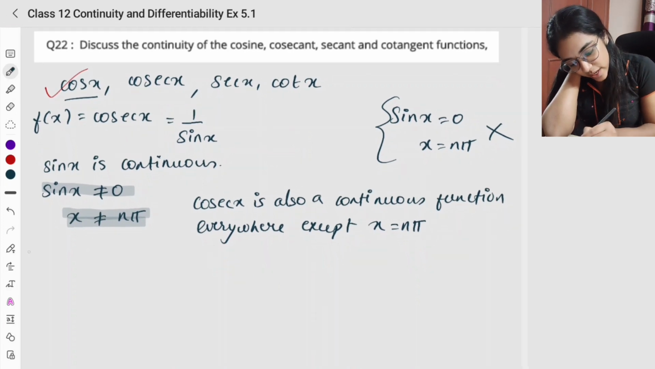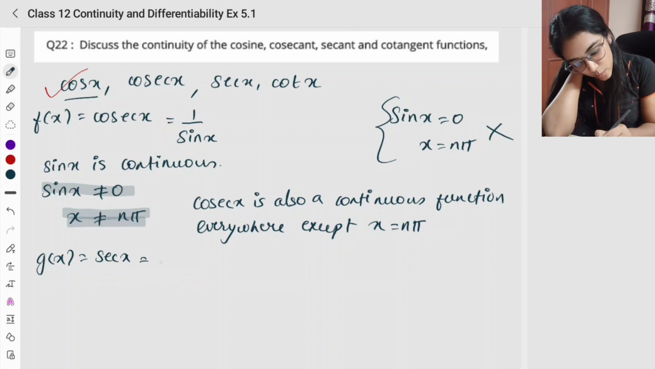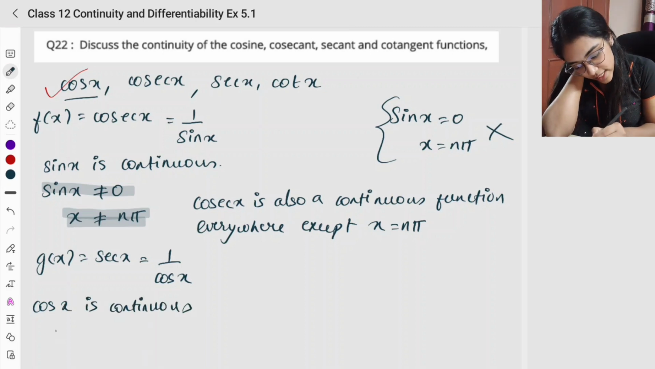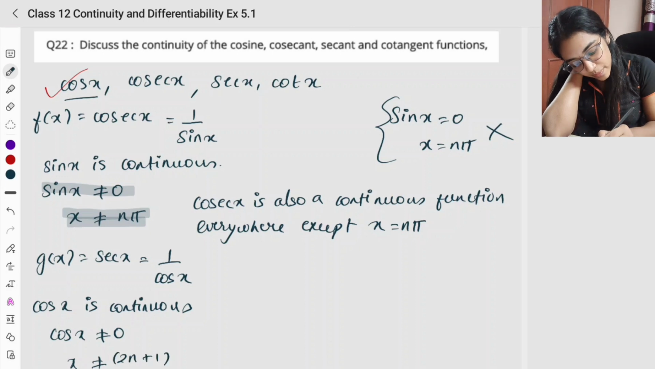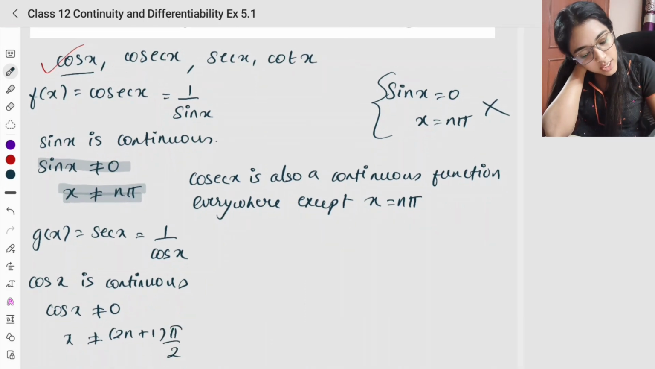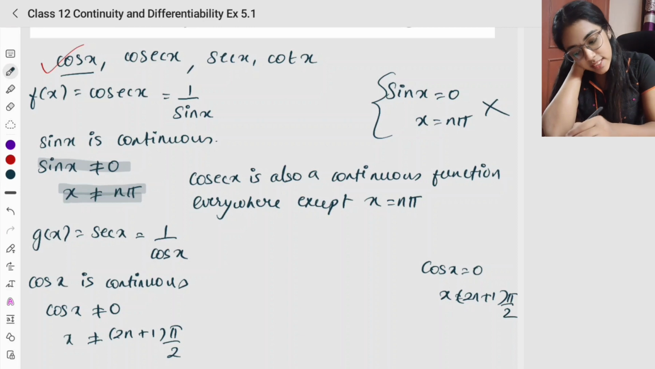Now secant x. I will take g of x to be secant x, which I can also write as 1 by cos x. Similarly, I have cos x is continuous, but I want my denominator to not be equal to 0. So I have cos x not equal to 0. Then what condition should x not satisfy? It should not be equal to 2n plus 1 times pi divided by 2. You remember? Cos x is equal to 0 when x is equal to 2n plus 1 times pi by 2. Here in this case, it should not be equal to that.